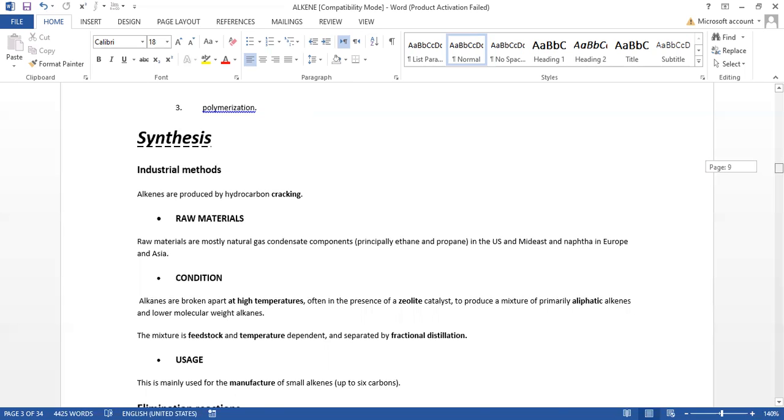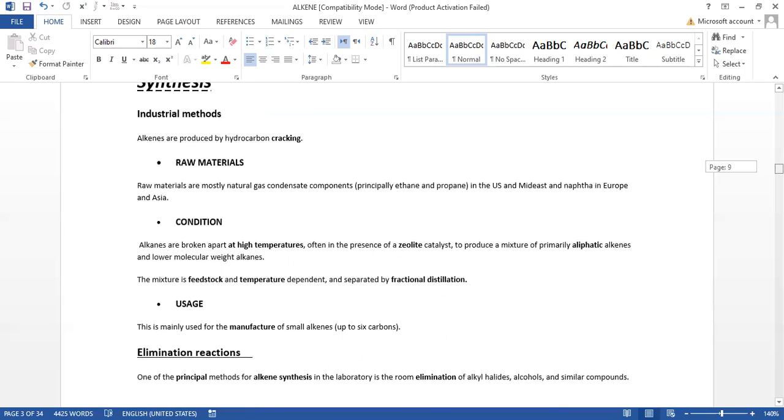In synthesis, we can see the industrial method in which the raw materials are primarily ethene and propane. The conditions are high temperature and a zeolite catalyst, primarily for aliphatic alkenes. It is a mixture in the feedstock, temperature dependent, and is separated by fractional distillation.